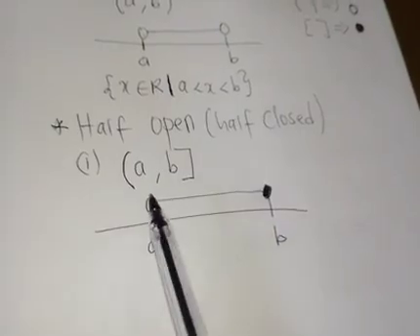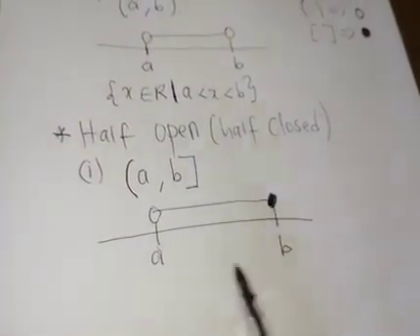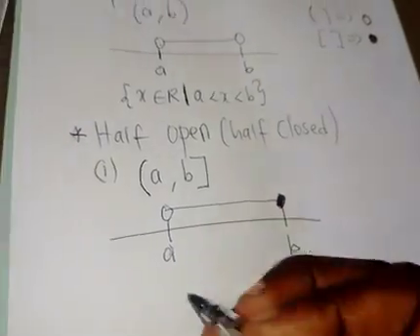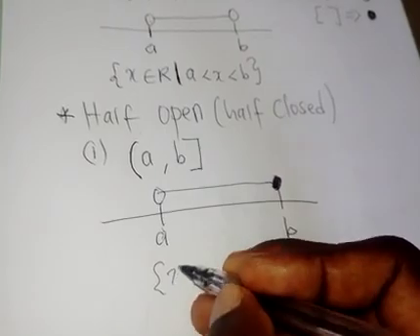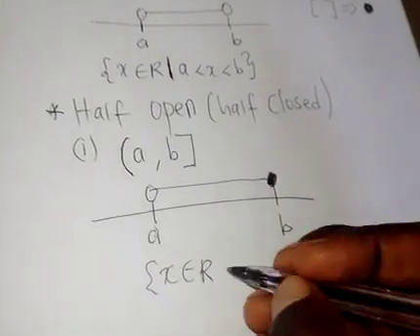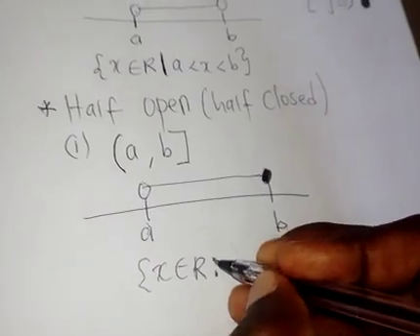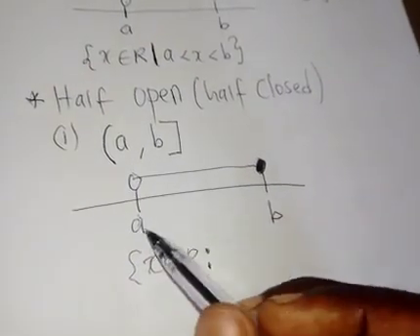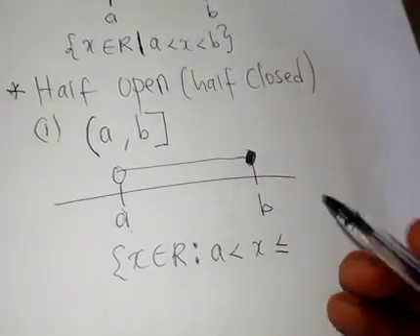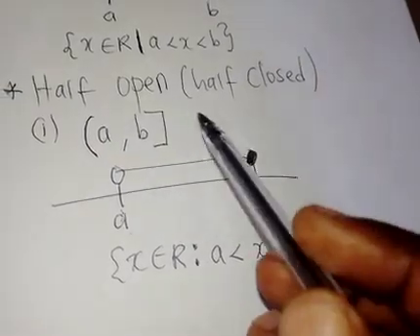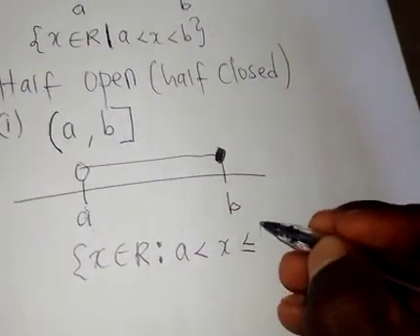Then you can describe this region, joined by a line, using set builder notation. So you will say let x be a member of real numbers, such that, since we are dealing with real numbers, A is less than x, less than or equal to B. I've used less than or equal to because it's shaded there and B is included.